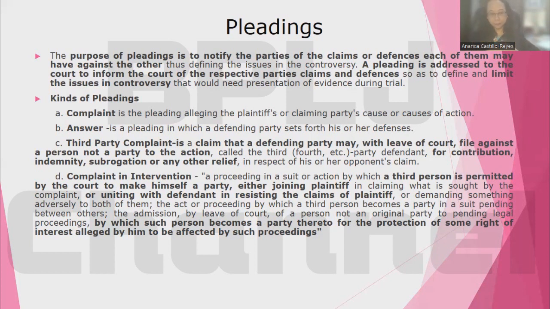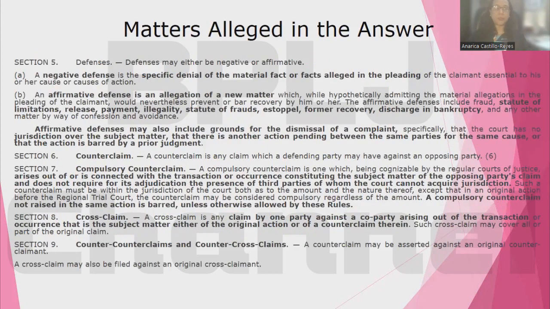In filing a complaint in intervention, such person becomes a party to the action for the protection of some right or interest alleged by him to be affected by the proceedings. We now go to the matters which are alleged in the answer. What are the matters which must be set up in the answer? Of course, you have to allege in your answer the defenses. Now, there are two kinds of defenses, a negative defense and an affirmative defense.